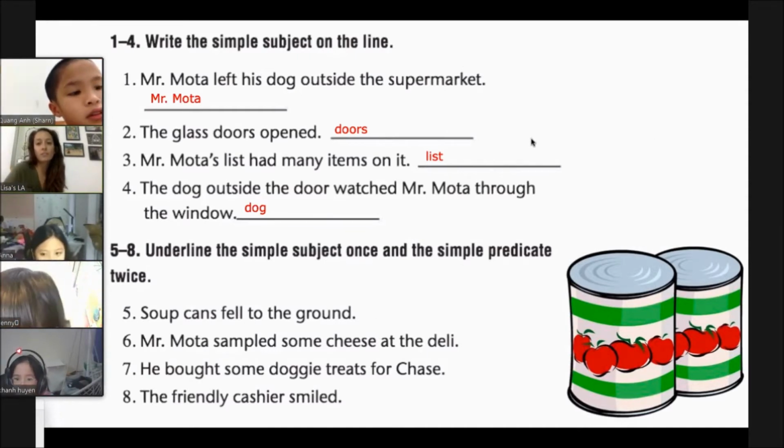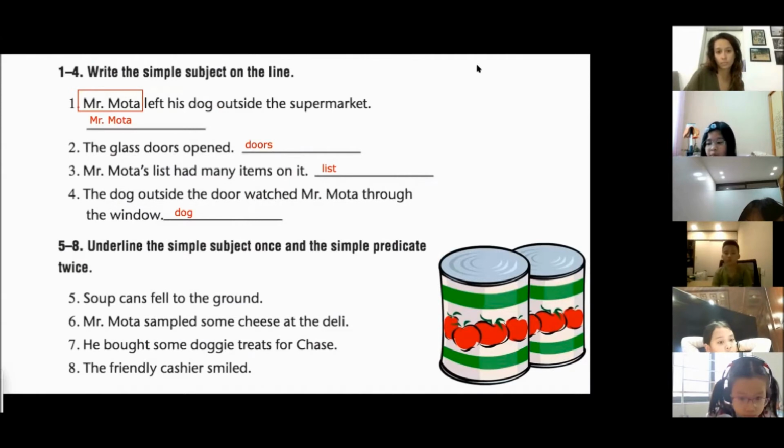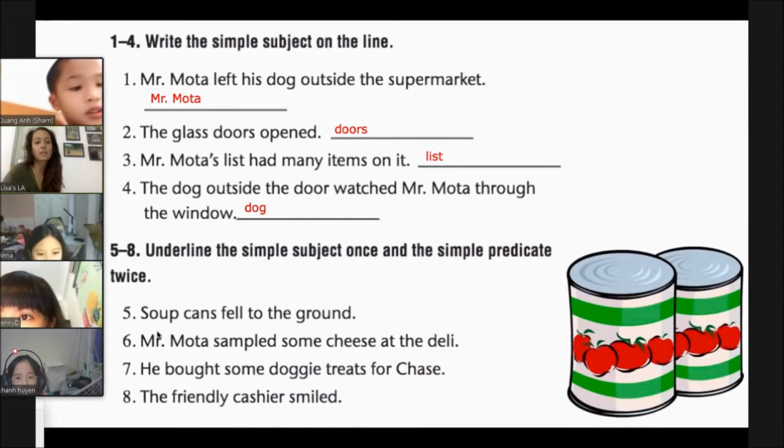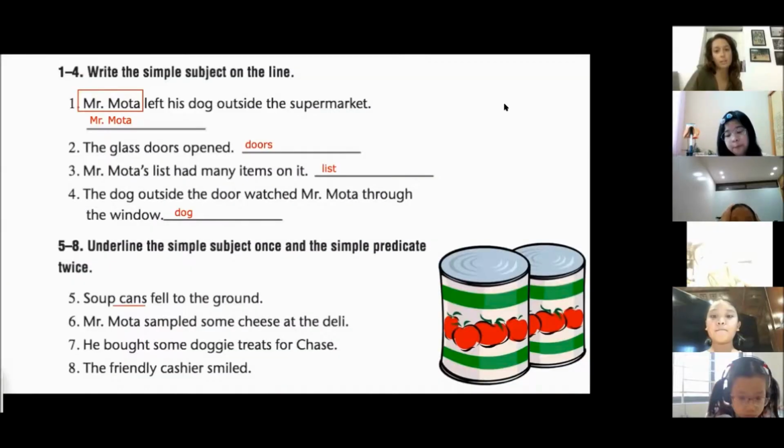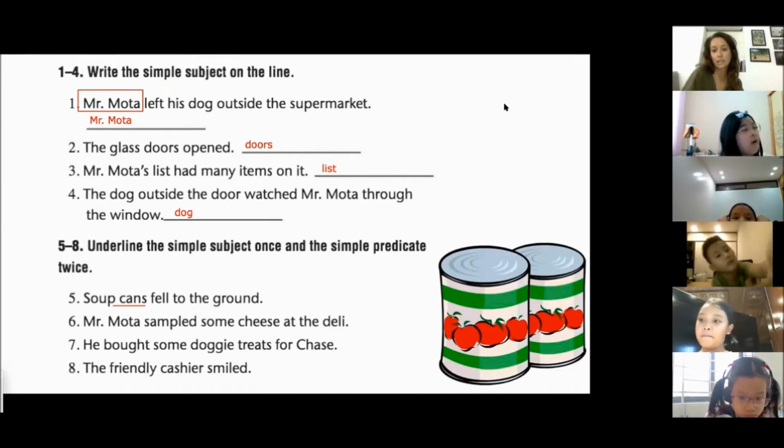Can you read number 5, please? Two cans fell to the ground. Okay, what's our simple subject here? Cans. The cans fell. So our simple subject is cans. What's our simple predicate here? The simple predicate is telling what the subject does or did.